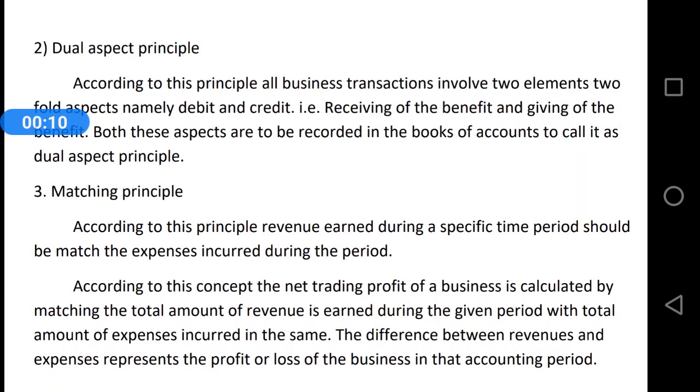In the previous class, you have studied two basic accounting principles. They are cost principle and dual aspect principle. Now let's move to the next basic principle, that is matching principle. According to matching principle, the revenue earned during a specific period should match with the expenses incurred during the same period, and finally the net profit or loss will be calculated by matching the revenue and expenses incurred during the same period.